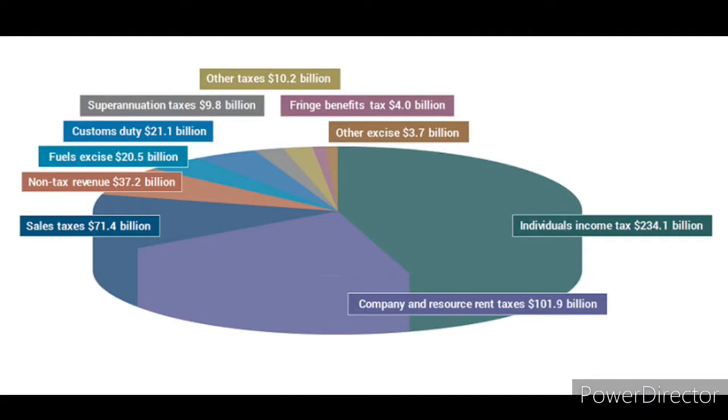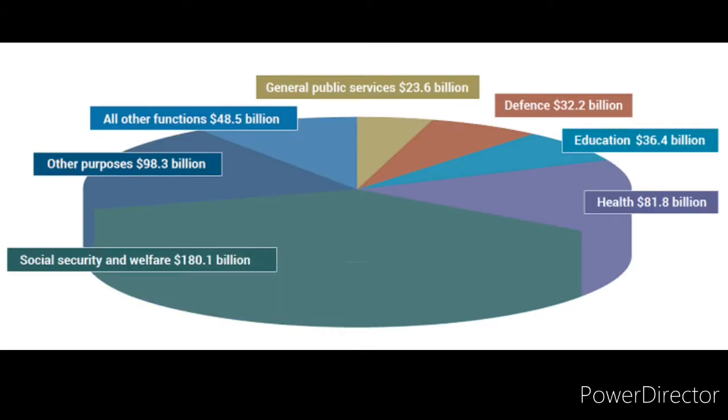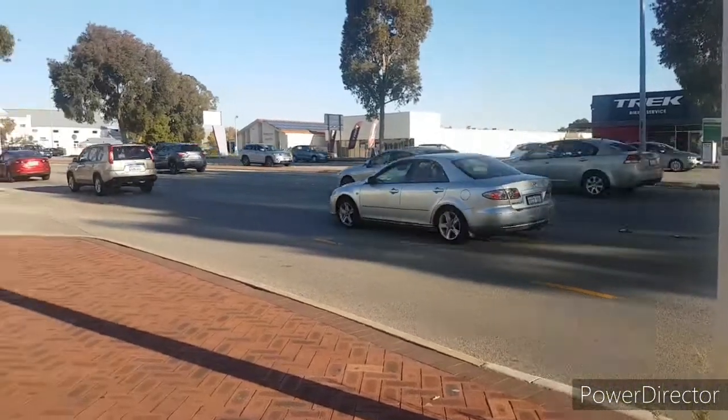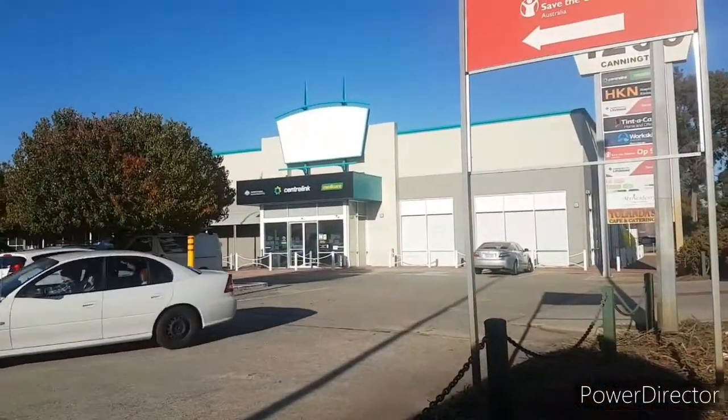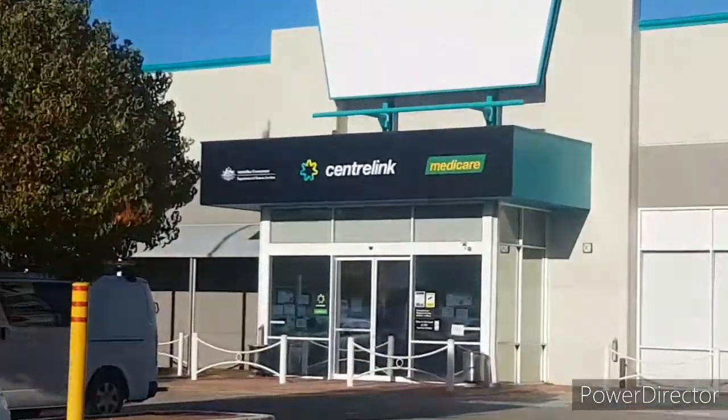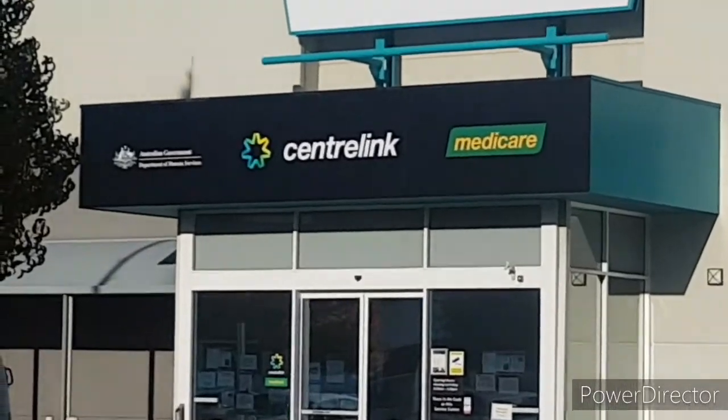As the pie charts displayed show, the three taxes that were budgeted to raise the largest amount of revenue in Australia during the 2019-2020 year were the individual income tax, company and resource rent tax, and sales tax. As can be seen from the pie charts currently displayed, the three budgeted largest government expenditures in Australia during the 2019-2020 year were expenditure on social security such as unemployment benefits, other purposes, and health.